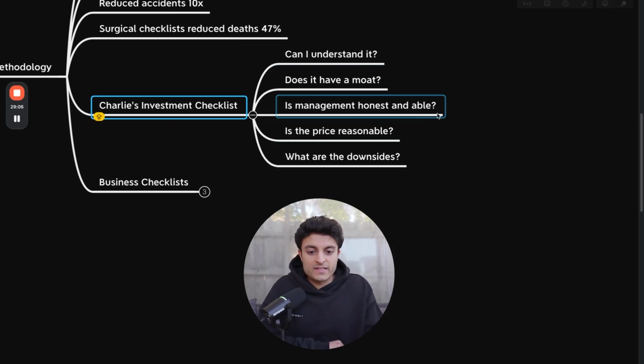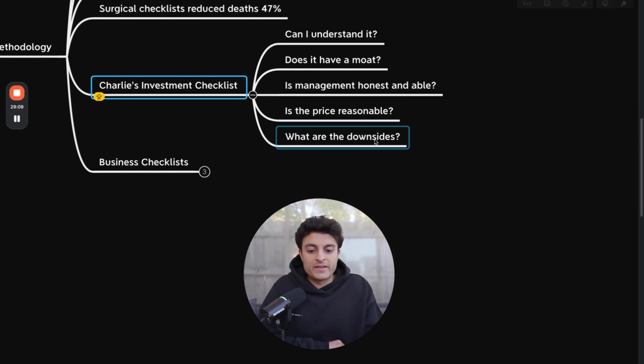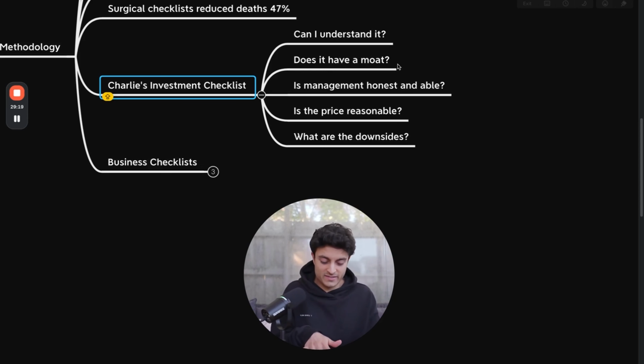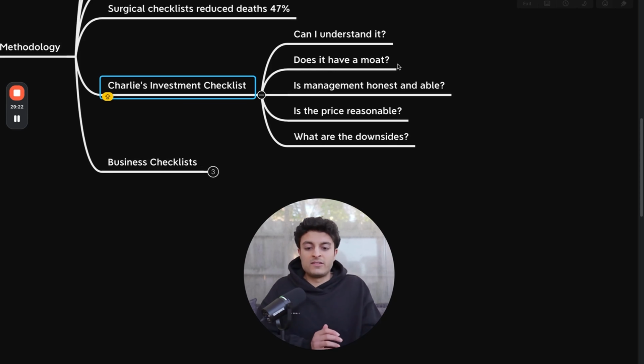Is management honest and able? Is the price reasonable? What are the downsides? So this is essentially what Charlie Munger uses when he invests in companies, a checklist. This is what he talks about, using checklists for everything.